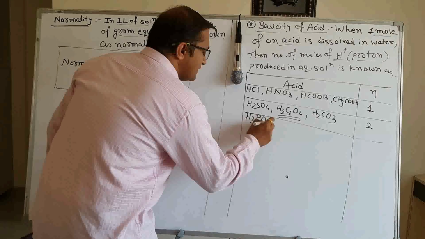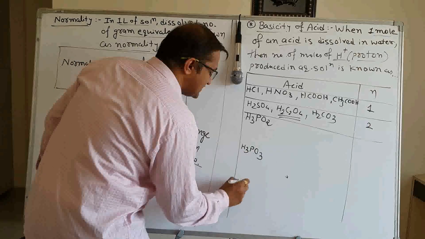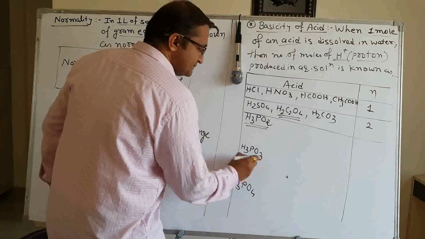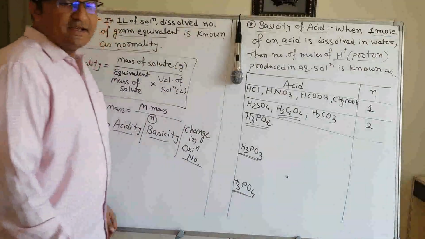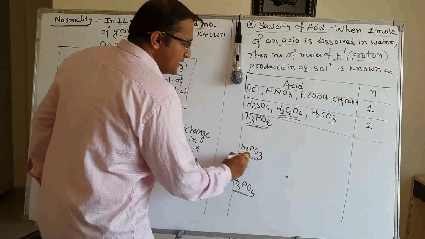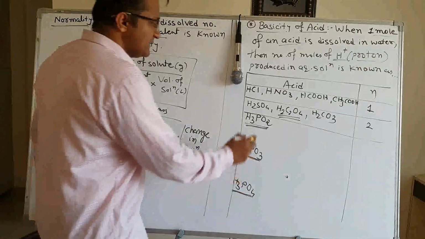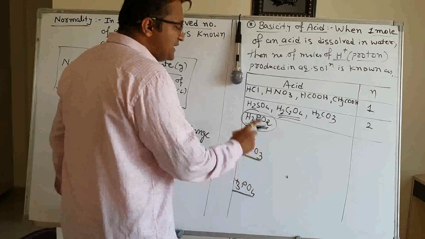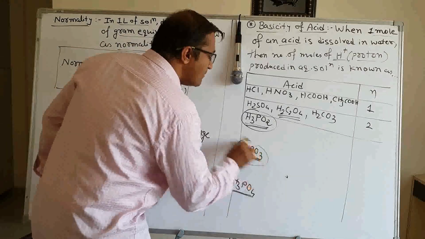Now here we are taking 3 different examples. First is H3PO2, H3PO3 and H3PO4. This one is hypophosphorus acid. This one is orthophosphorus acid. And this one is phosphoric acid. Another name of this H3PO2, means hypophosphorus acid, is phosphinic acid, and this one is phosphonic acid. Okay, remember this.